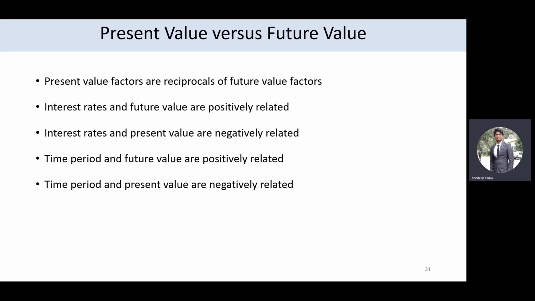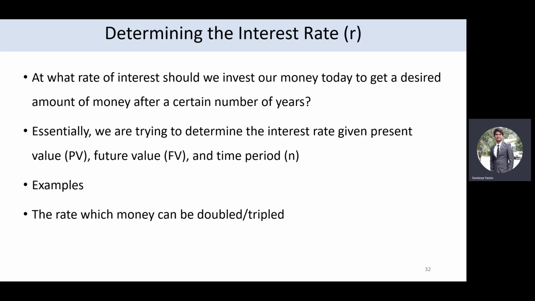Now the time period and the future values are positively related, and the time period and the present values are negatively related. Now suppose all the other things are given and we have to calculate the interest rate. At what interest rate should we invest our money today to get a desired amount of money after a certain number of years? Essentially, we are trying to determine the interest rate at a given present value, future value, and time period. Let's see with an example.